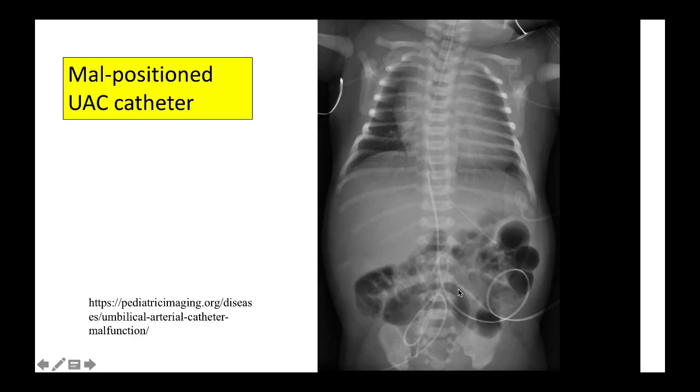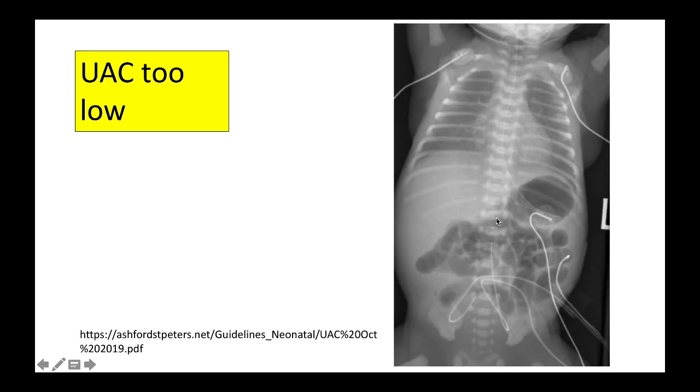This catheter looks like it correctly went down and then back up again and then seemed to curl around in the aorta. Obviously, this needs to be moved. Often you can pull this out and twist the catheter as you reinsert it, and you may have more luck with the catheter going in. This UAC is just too low and just needs to be pushed in a little further.